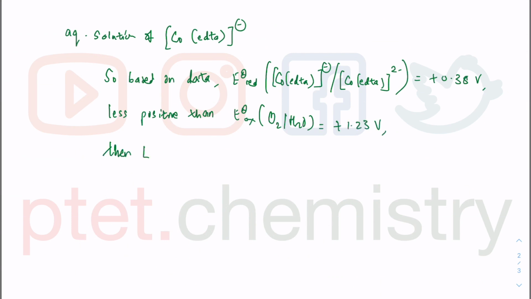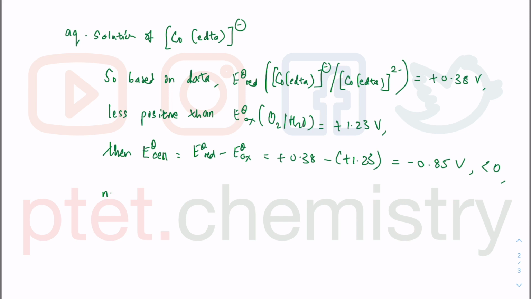Then your E cell is going to be, in fact, without even calculating, I hope you can see that E-red minus E-ox. If the E-red is less positive than the E-ox, then obviously you're going to end up with something negative, which of course I can show on paper. And if you just pop into your calculator 0.38 minus bracket plus 1.23, you're going to get minus 0.85 volt. So this is lesser than 0.